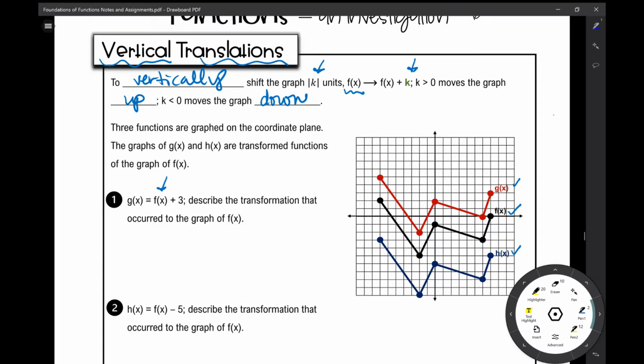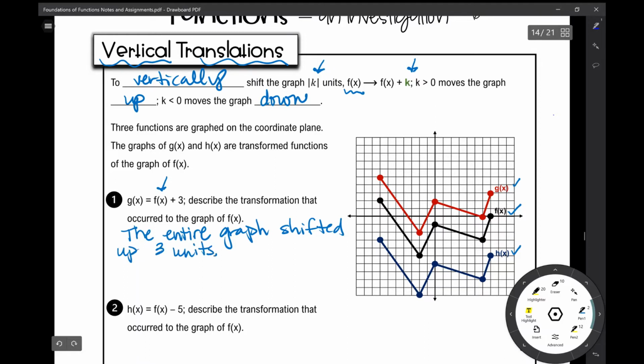So f of x plus 3, describe the transformation that occurred to the graph of f of x. So we're looking at f of x, and we're going to see what happened when we transformed it to g of x. So make an observation. What do you see? The entire graph shifted up 3 units. So let's write that down. The entire graph, not just one point, the entire graph shifted up 3 units. Which means each y value increased by 3. Each y value. So this y value went up, this y value went up 3 units, this y value, and everything in between also. But I'm just looking at kind of these big exaggerated points here. They all went up 3.